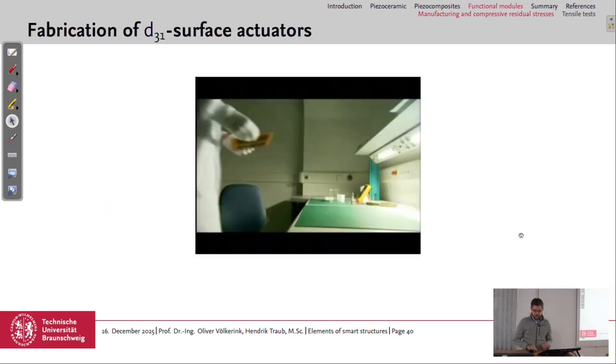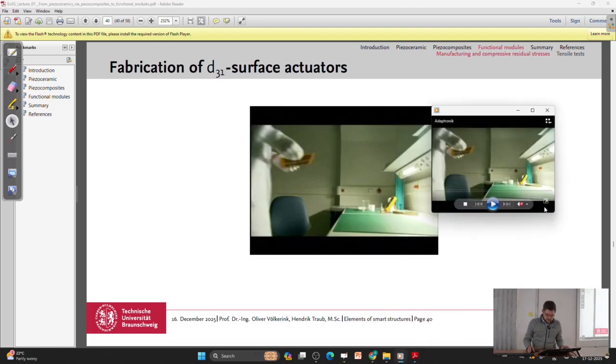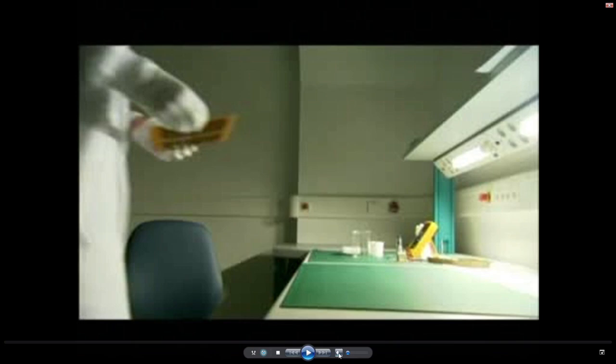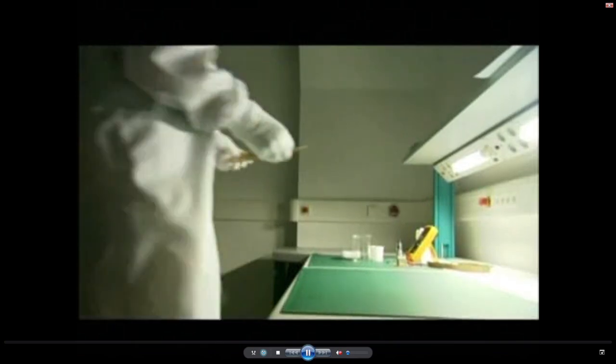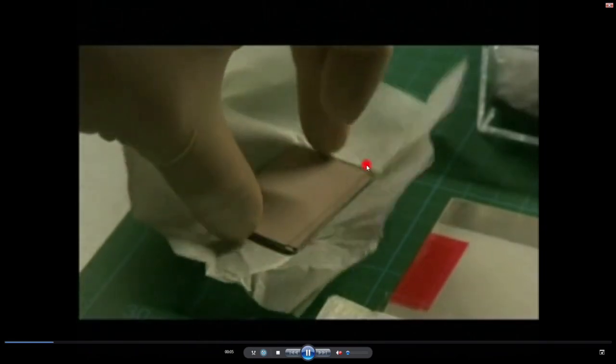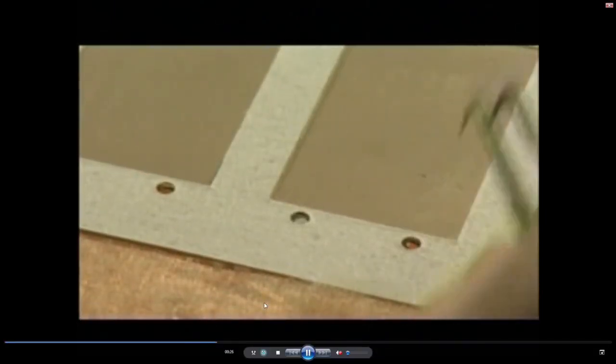I also have brought a video I'd like to show. It has German text, so therefore I set it to silent. Here you can see the manufacturing process. This is the piezocomposite, which is then placed in the cutouts. Here's the polyester non-woven. You can see the electrodes and also the cutouts for the contacts. Here are the contacts where you can solder your wires on.